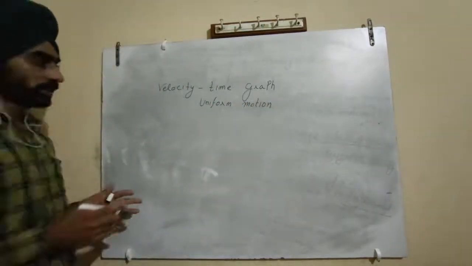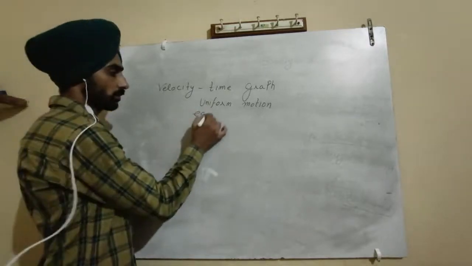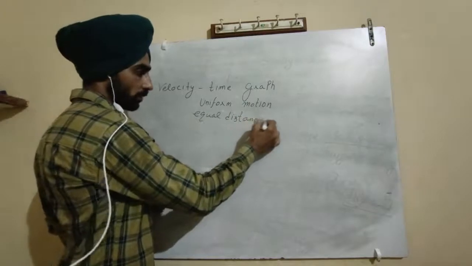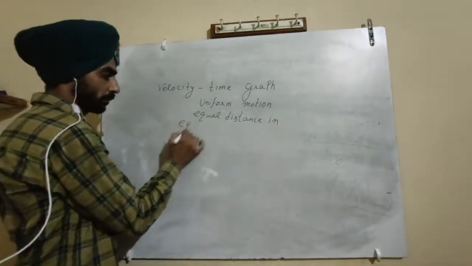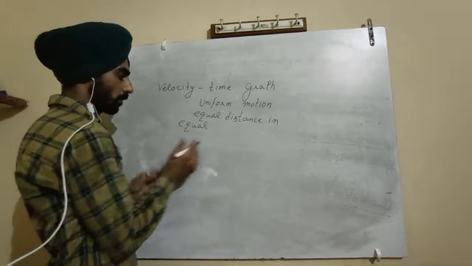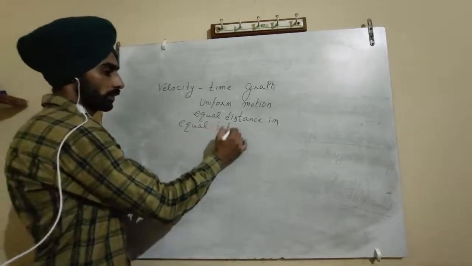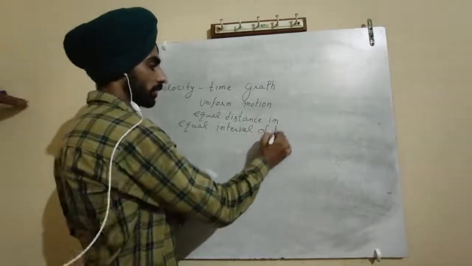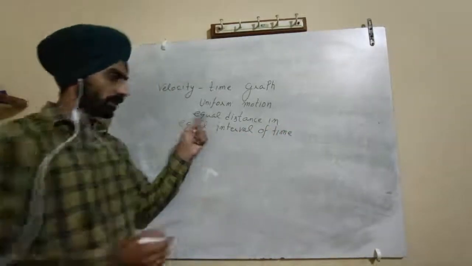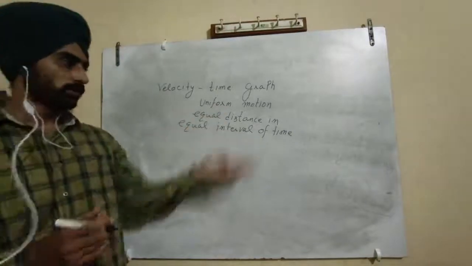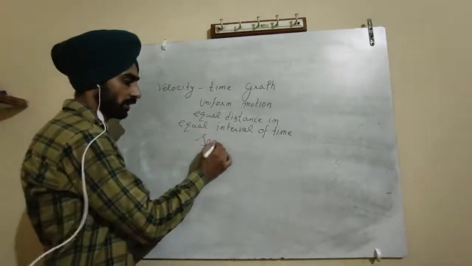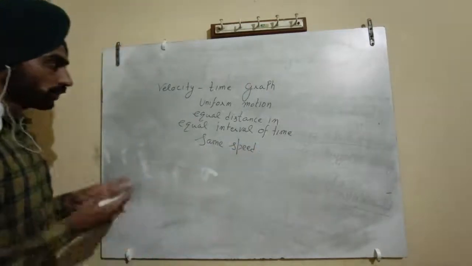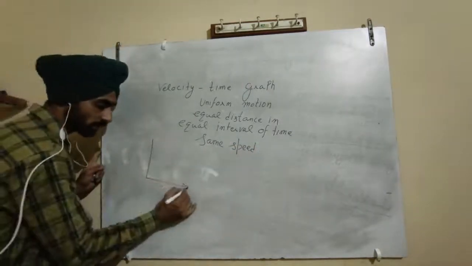If uniform motion is there, that means equal distance. The object is covering equal distance in equal intervals of time. If the object is covering equal distance, that means the object is moving with the same speed. Speed is the same, which means at every time the speed will be the same. So if speed is the same, what will be the shape of this velocity time graph?